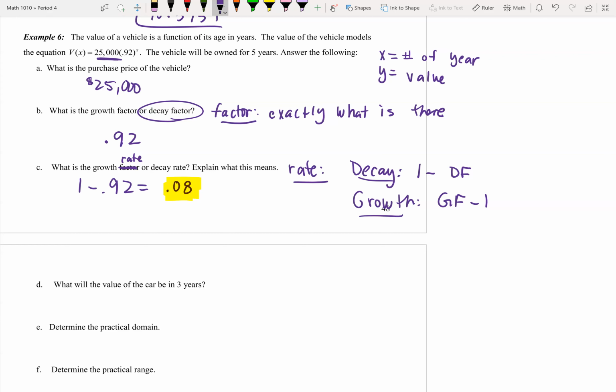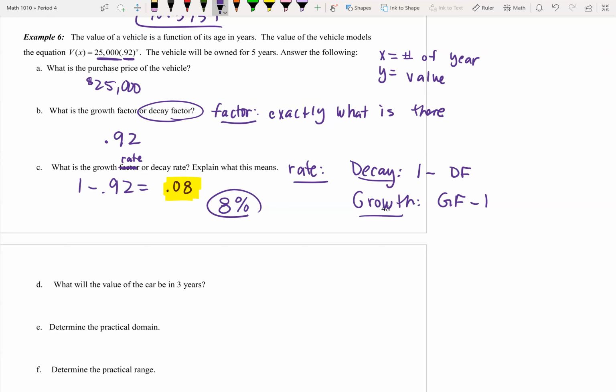Now let me explain this and then you'll understand and maybe it'll help you remember. 0.08 as a percentage is 8%. So listen to this. If I take 0.92 and that's what's left, which is 92%, how much did I lose? 8%. So every year I'm going to lose another 8%. Who says I understand that? That's why that's the decay rate.